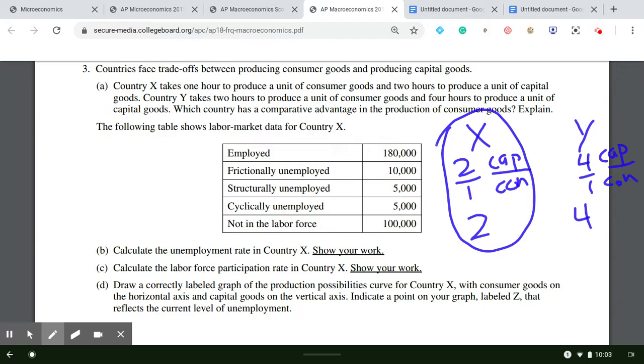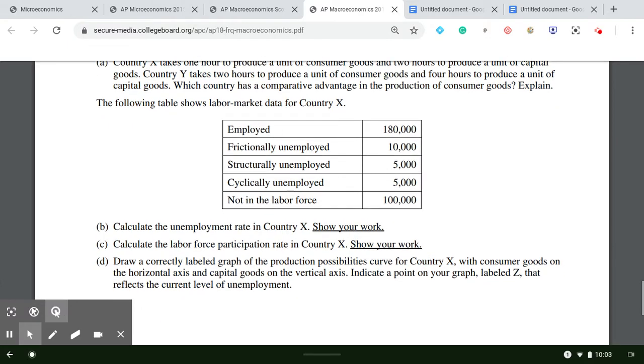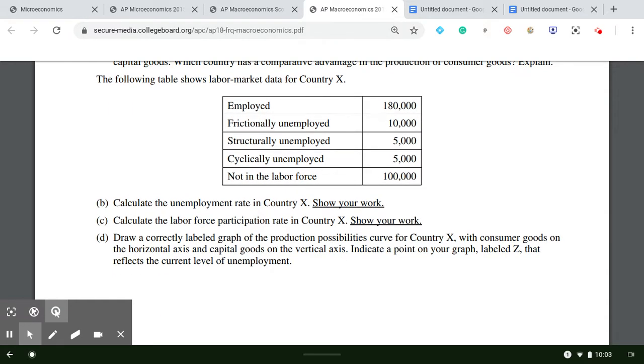Okay. So that's pretty normal. That's the type of question that we get a lot. But this is where it's a little abnormal, when we're talking about employment. So this is the labor market data for country X. We have employed, frictional unemployment, structural unemployment, cyclical unemployment, and not in the labor force.